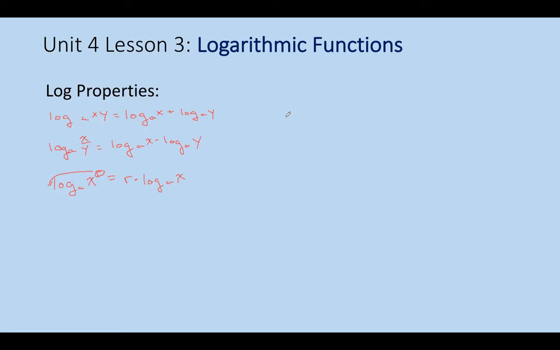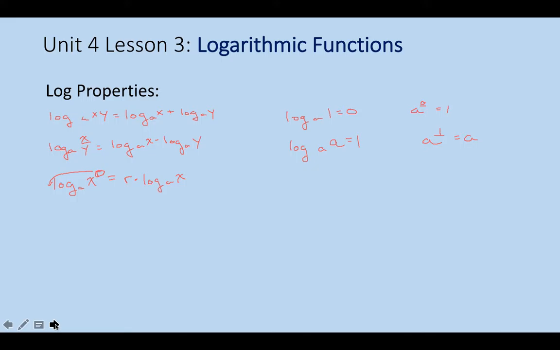And then just a couple of other quick things. Log base a of 1, of course, equals 0. You know, a to the what power would equal 1? Well, anything to the 0 power equals 1, and so that's why that's that. Log base a of a equals, well, let's think about this. a to the what power would equal a? Well, itself, 1. And so there we go.